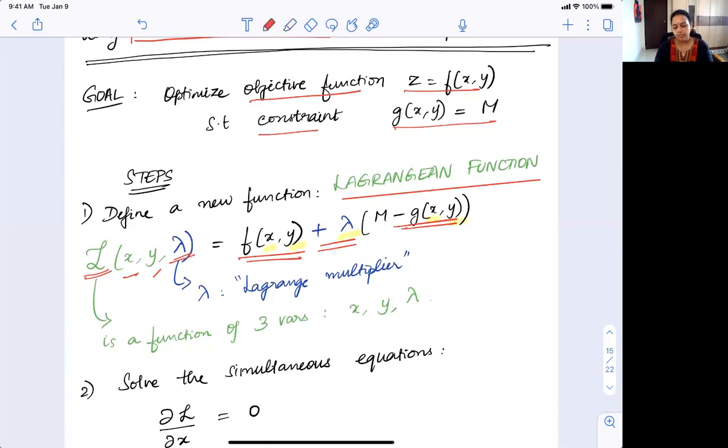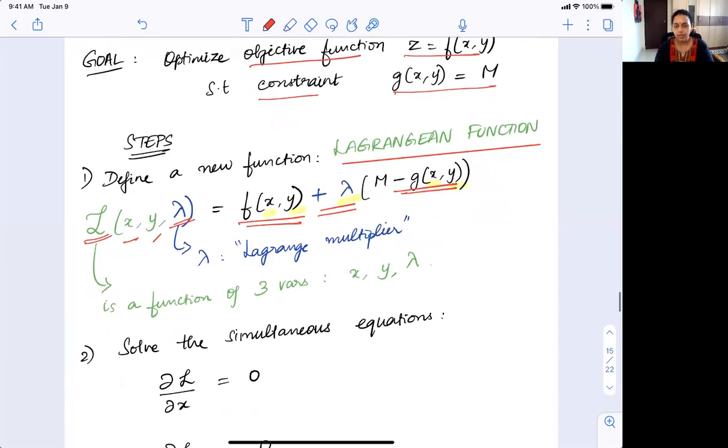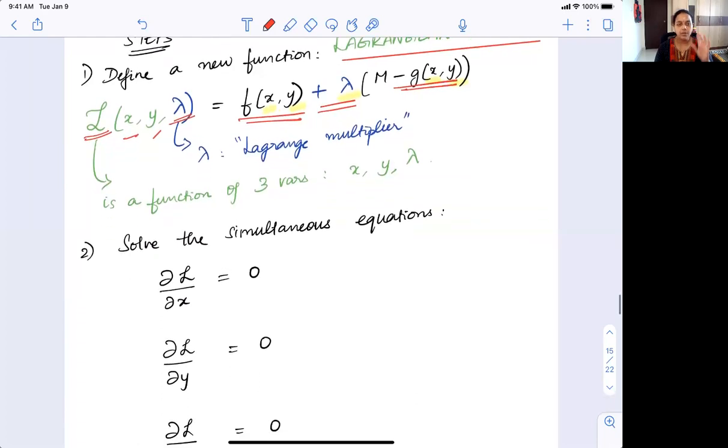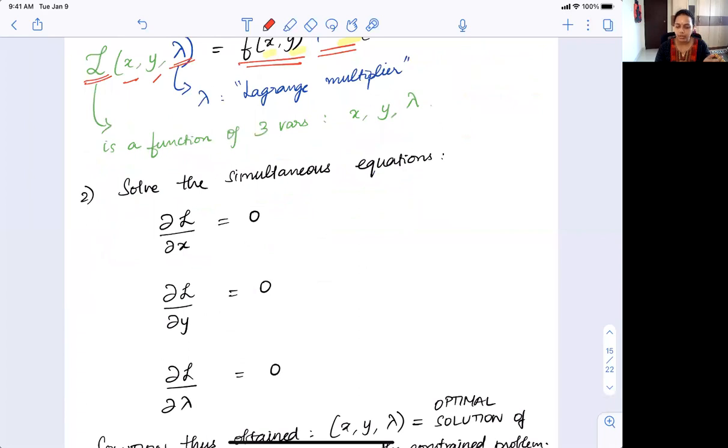The next step, once you have this Lagrangian function, is to take the partial derivatives of the Lagrangian with respect to each of the inputs and set each equal to 0. So you do dou L by dou x, the first input, and set it equal to 0. Dou L by dou y, where y is the second input, set it equal to 0. The third input is lambda: dou L by dou lambda, set that also equal to 0.